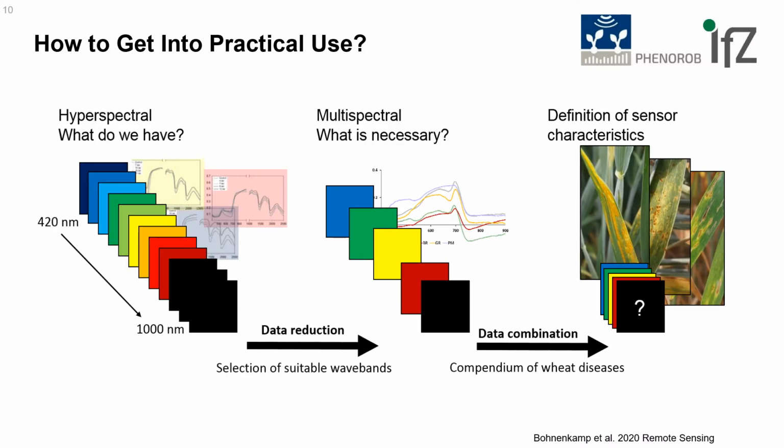But the remaining question is how to get into practical use. Hyperspectral imaging is rather cost-intensive. It demands complex measuring setups, and the data analysis and data handling are very complex and time-consuming. In a very short time, you obtain terabytes of data which need to be analyzed and interpreted in an adequate way.